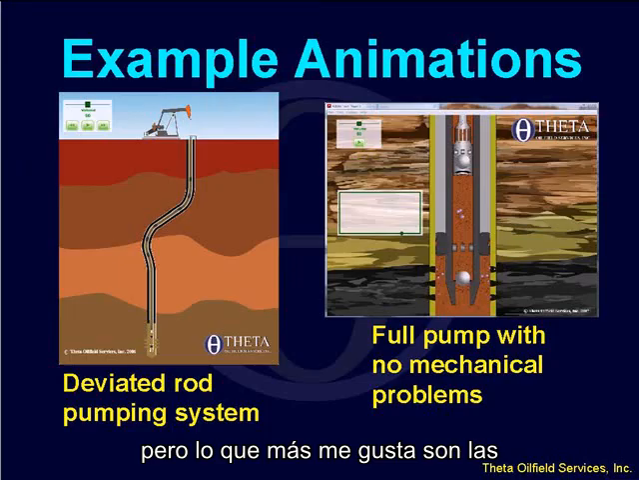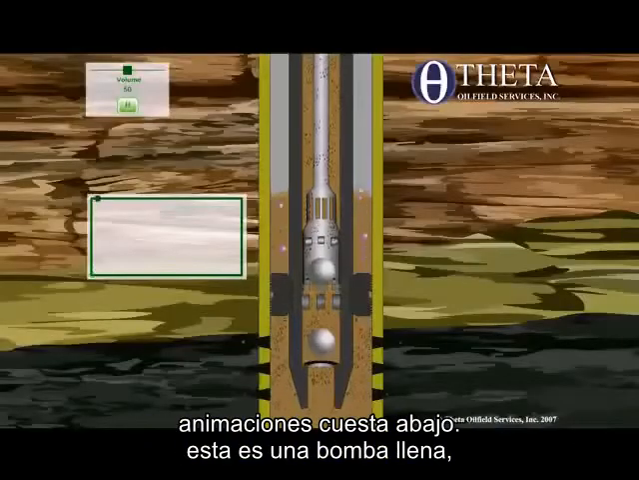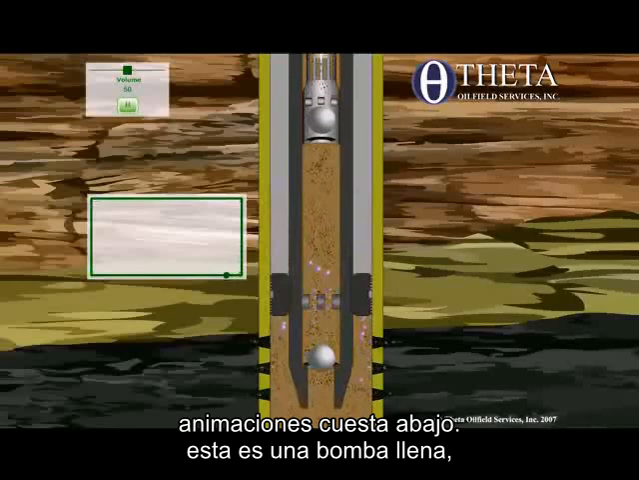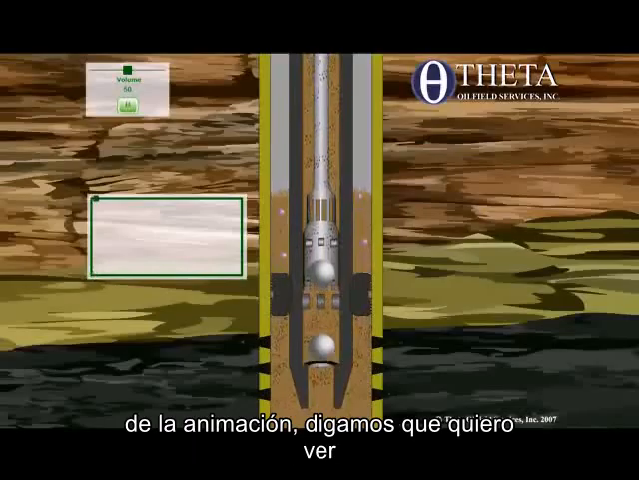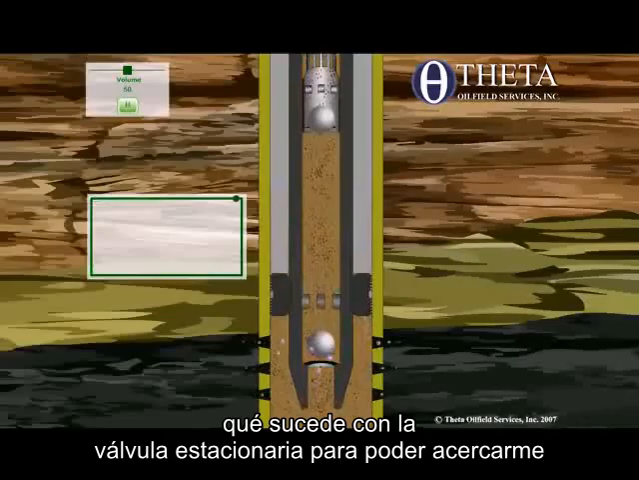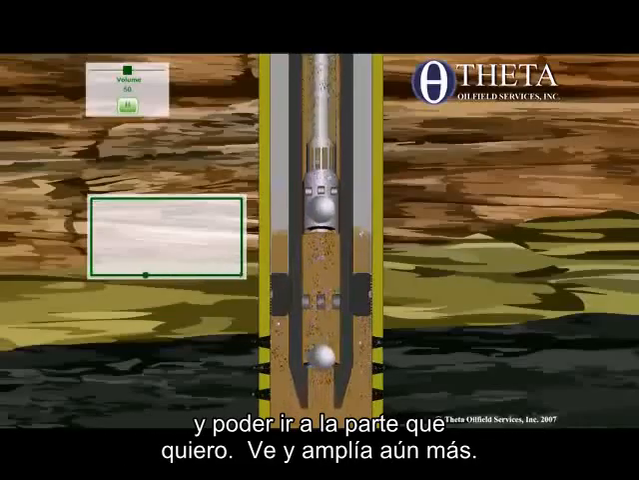But what I like the best is the downhole animations. This is a full pump. Again, if I want to look at part of the animation, let's say I want to look at what happens to the standing valve, I can zoom in, and I can actually go to the part that I want to see and zoom even more.